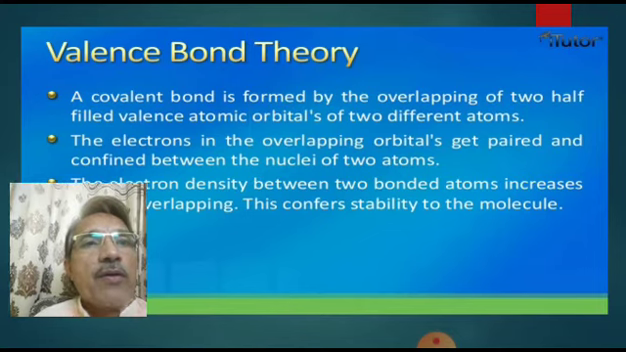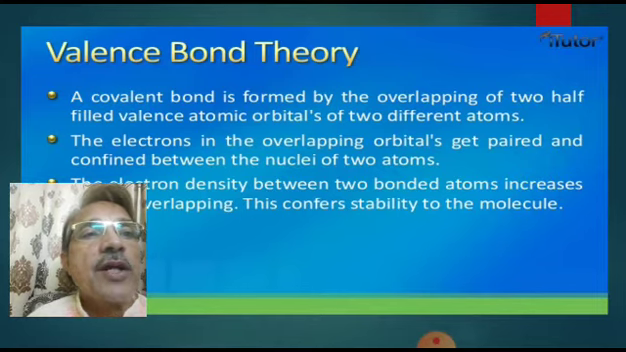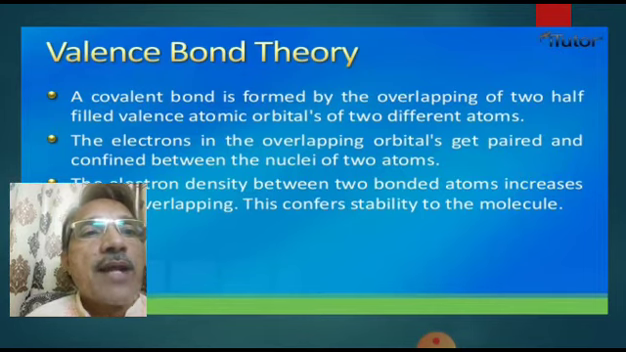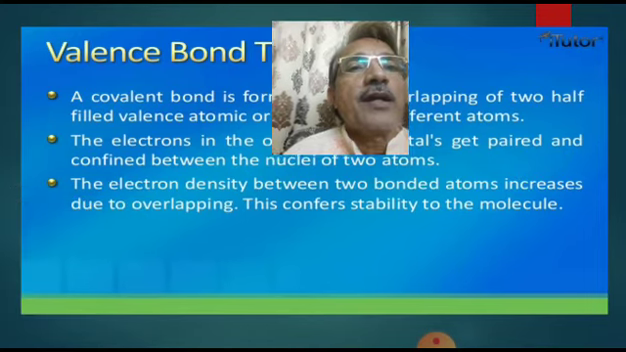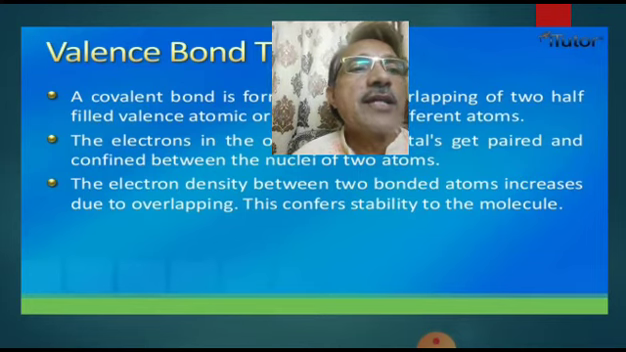A covalent bond is formed by the overlapping of two half-filled valence atomic orbitals of two different atoms. The electrons in the overlapping orbitals get paired and confined between the nuclei of two atoms. The electron density between two bonded atoms increases due to overlapping. This confers stability to the molecule.